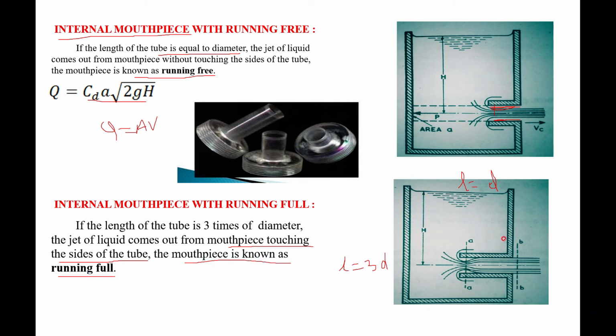It's an internal mouthpiece only, because it is projecting inside the tank. In this case the length of the tube is 3 times the diameter of the tube. If the length of the tube is 3 times the diameter, then the jet of liquid comes out from the mouthpiece touching the sides of the tube, and the mouthpiece is known as running full. Again the equation remains the same, Q equal to CD into A into root of 2GH.